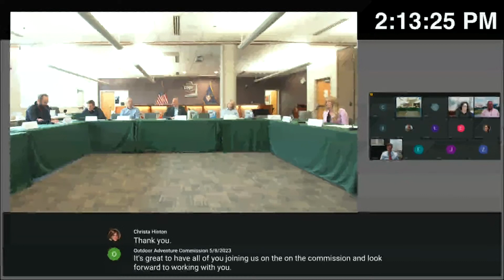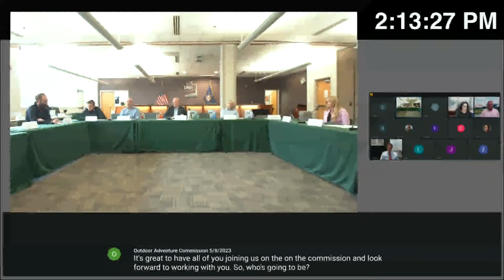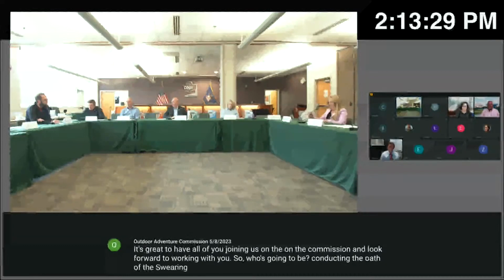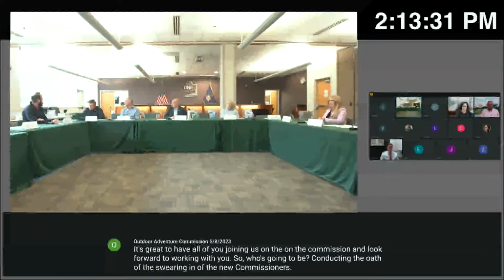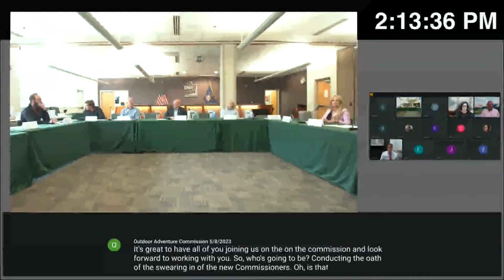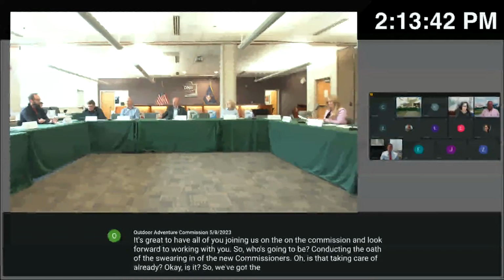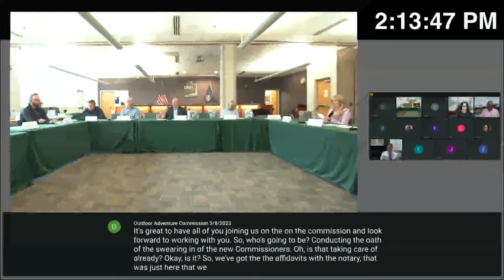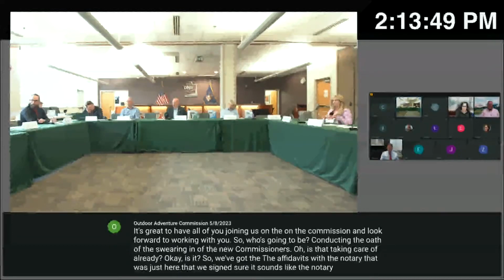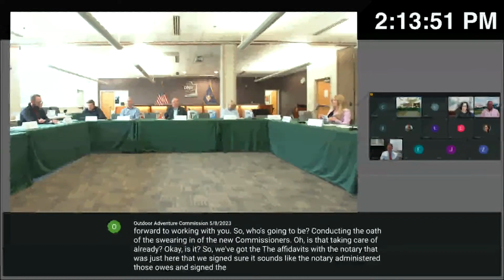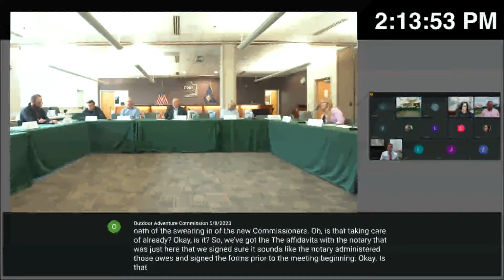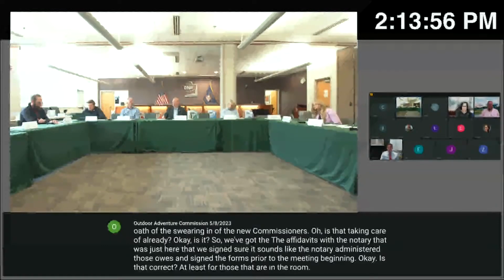So who's going to be conducting the oath of swearing in of the new commissioners? Oh, is that taken care of already? Okay, is it? So we've got the affidavits with the notary that was just here that we've signed. Sure, it sounds like the notary administered those oaths and signed the forms prior to the meeting beginning. Okay. Is that correct? At least for those that are in the room.